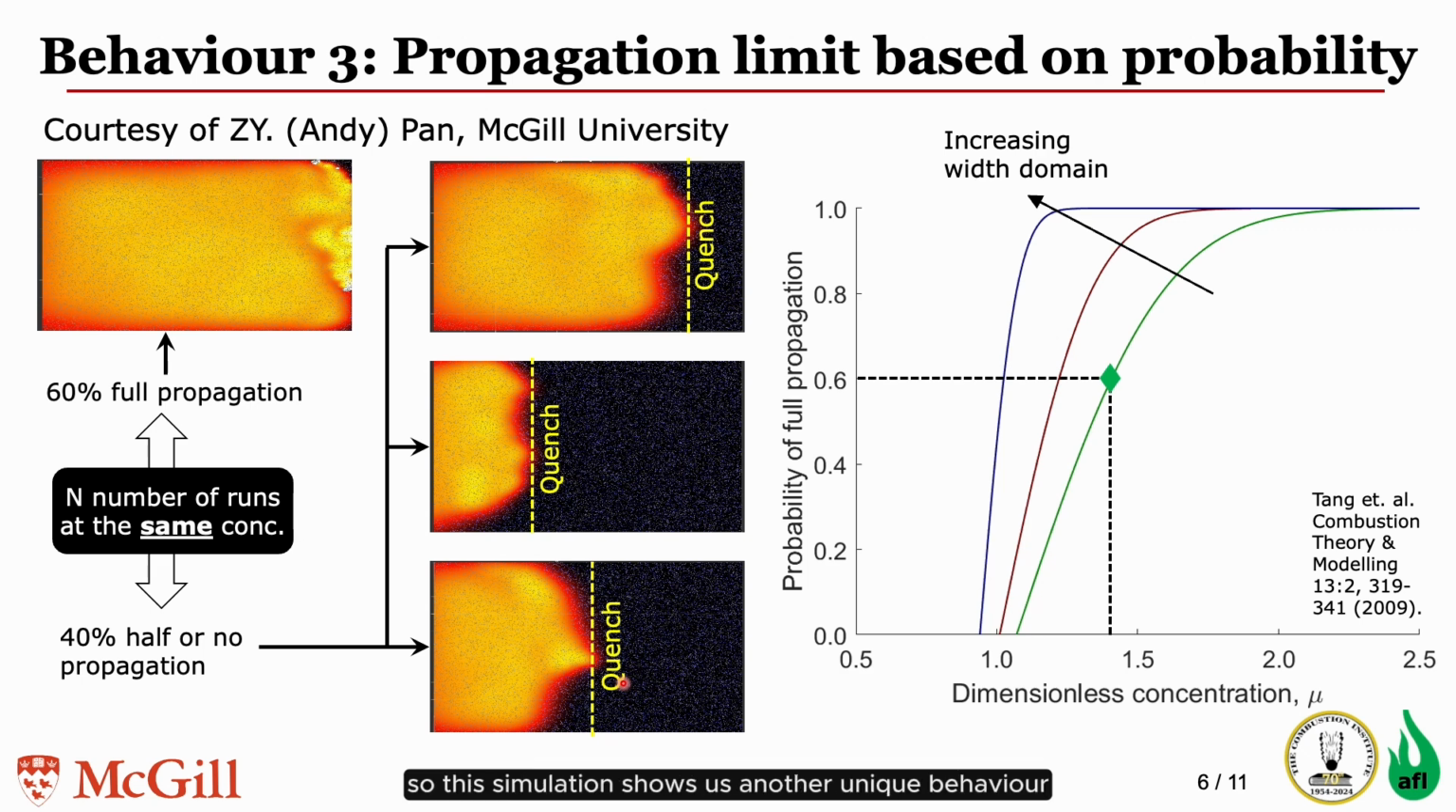So this simulation shows us another unique behavior: the propagation of a discrete flame is completely statistical in nature, because it really depends on the spatial arrangement of the particles, which is randomized in different runs. So how the unburned particles interact with a temperature microgradient can also be very different in different runs, even at the same fuel concentration.